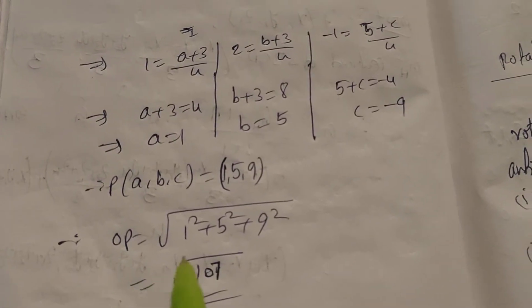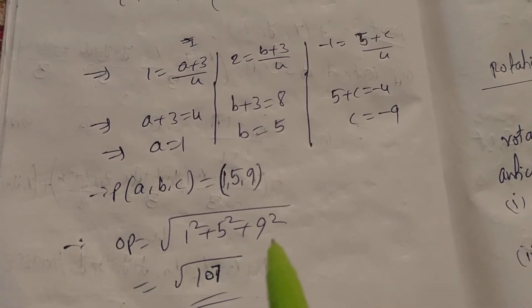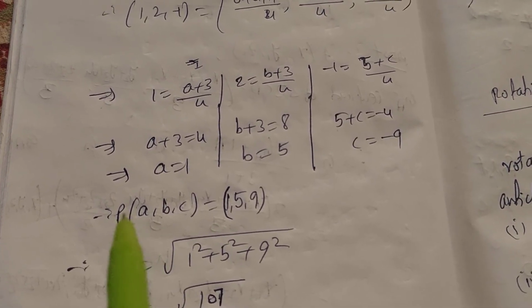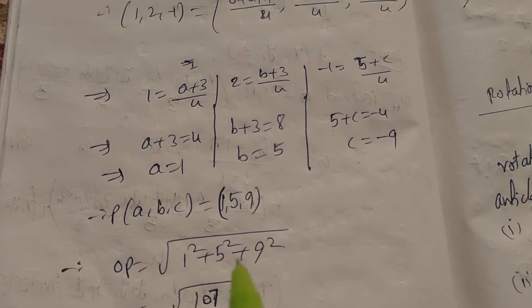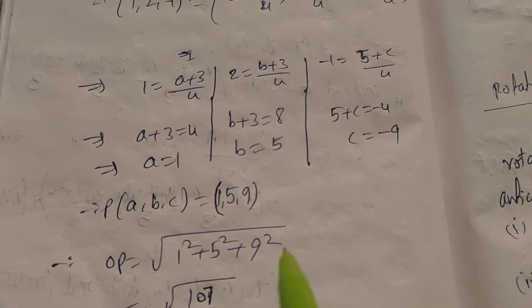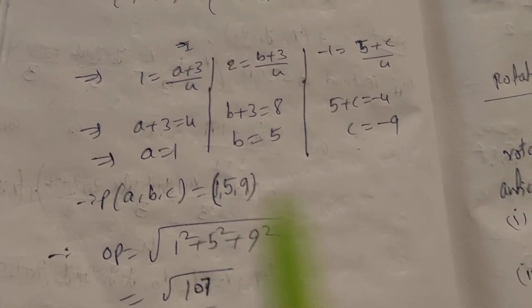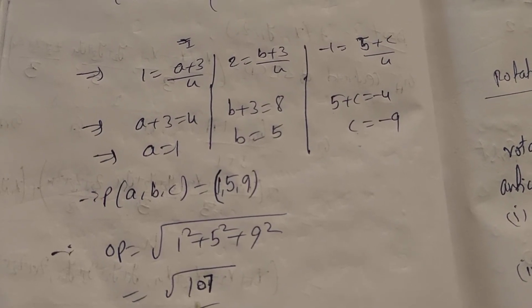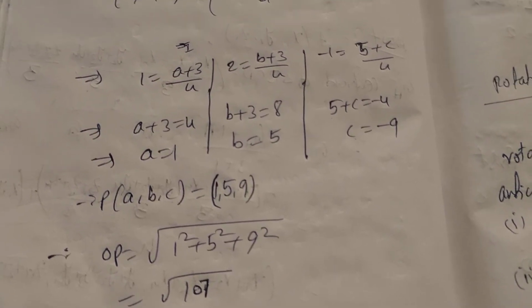Therefore OP is equal to root over 1 square plus 5 square plus 9 square. So actually the distance from the origin to any point x, y, z is nothing but root over x square plus y square plus z square. Directly you can write. So that's why we have here 1 square plus 5 square plus 9 square. So this gives root over 107.